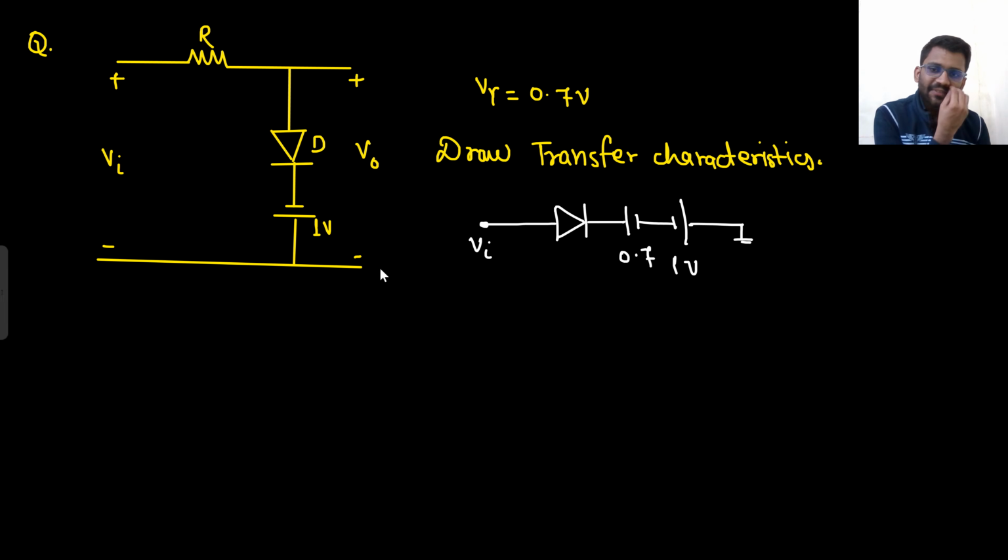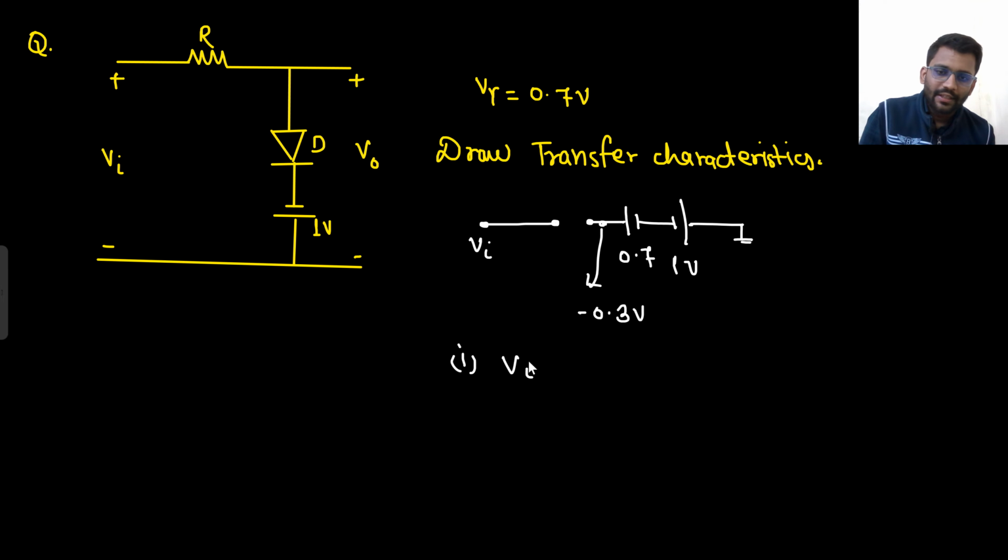Tell me, at the negative potential what do you have? 0 minus 1 plus 0.7, so this potential will be minus 0.3 volt. Since we are applying the open circuit test, this will be open circuited. This is P, this is N. There will be no current through the resistor, so V in complete will come here, and from the diode 0.7 volt will come out. So minus 1 plus 0.7, that means minus 0.3.